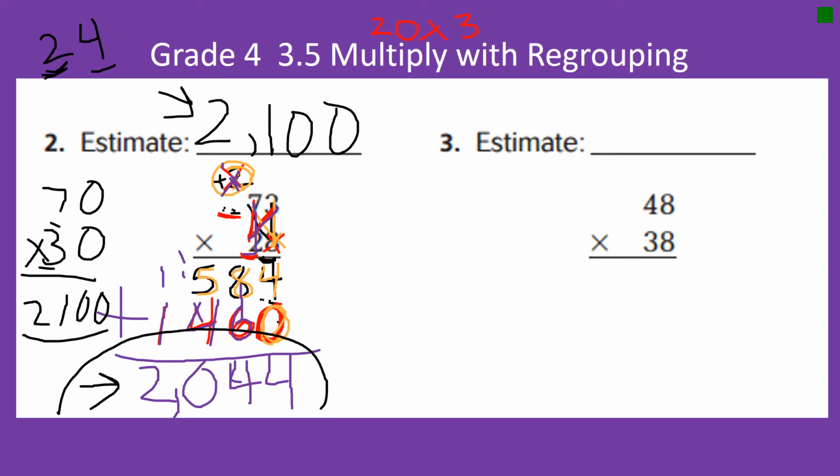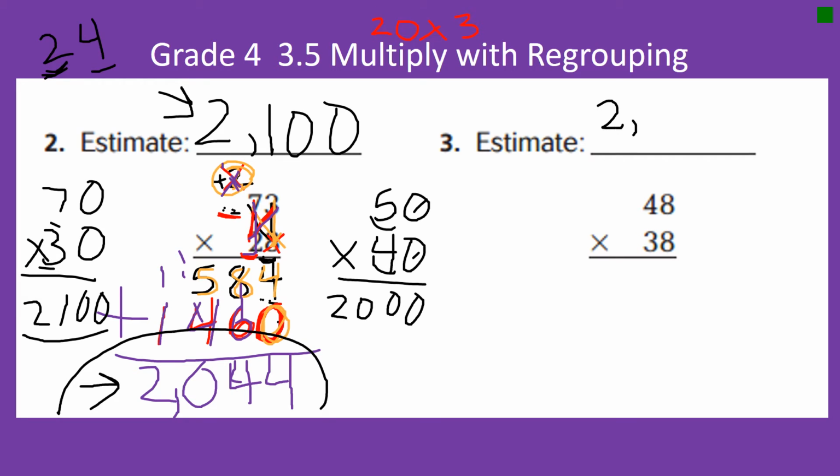All right, let's do this one, number 3. And this time I'll do the estimate first. 48 rounds to 50, and 38 rounds to 40. So let's see. 4 times 5 is 20, and then 0, 0, 0, 0. So our estimate is 2,000. All right, so let's get started with the ones place.